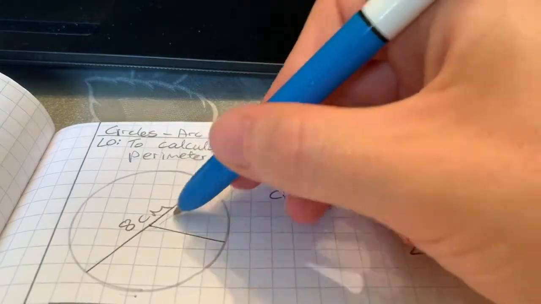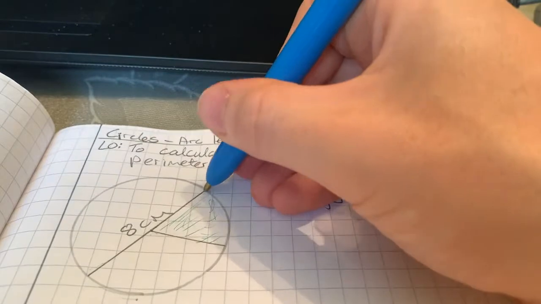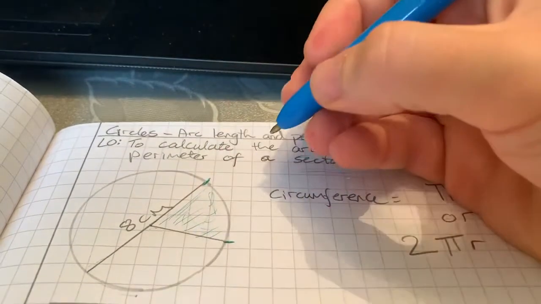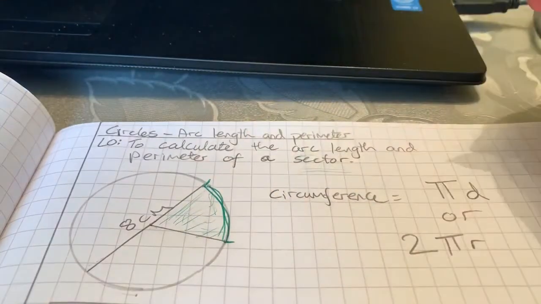A sector is like a slice of pizza, like so. An arc length would be from there to there. So that will be an arc length, okay?